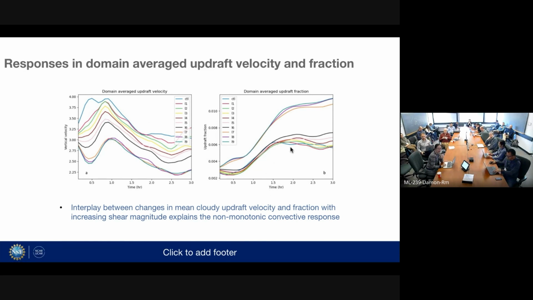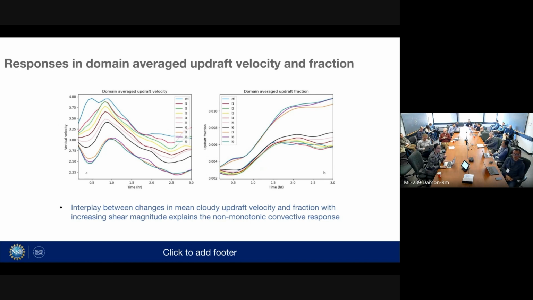In terms of the updraft fraction, there is a very clear divergence between the L1 to L6 cases and the L7 to L9 cases, where the updraft fraction increases almost monotonically as the wind shear magnitude increases. So this interplay between changes in mean updraft velocity and fraction explains the non-monotonic convective response we observe in this model. And you may wonder why the cloudy updraft mass flux behaves the way it does.